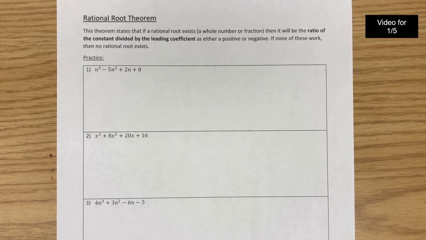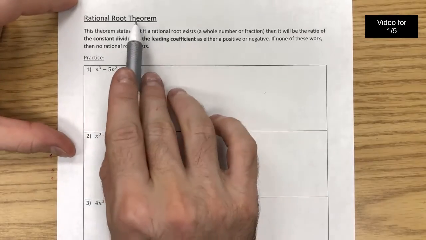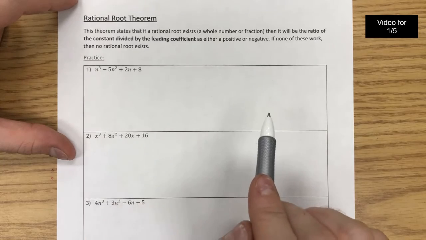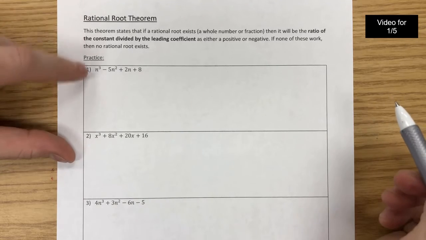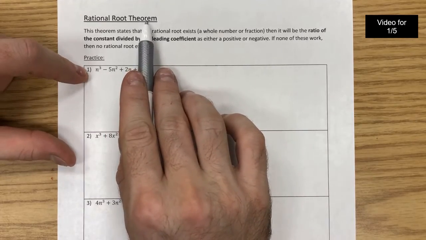Okay, so today we're working on the rational root theorem. The idea behind this is that the rational root theorem is going to give us a list of possible roots that are either a whole number or a fraction. And now, does that mean that every one of the roots provided by this theorem is a root?